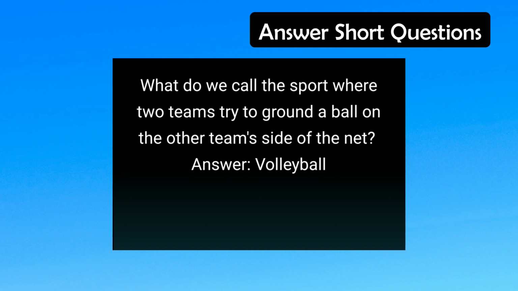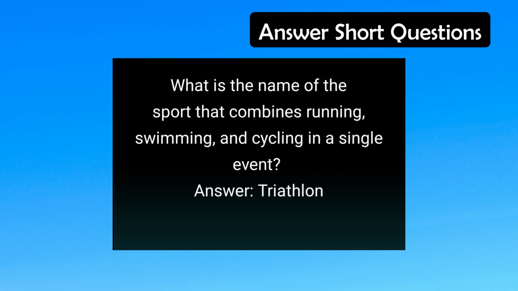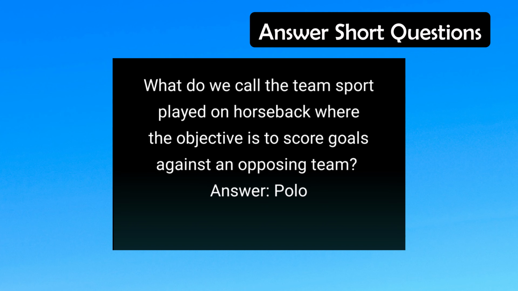Answer: volleyball. What do we call the sport of moving rapidly down snowy slopes on skis? Answer: skiing. What is the name of the sport that combines running, swimming, and cycling in a single event? Answer: triathlon. What do we call the team sport played on horseback where the objective is to score goals against an opposing team?